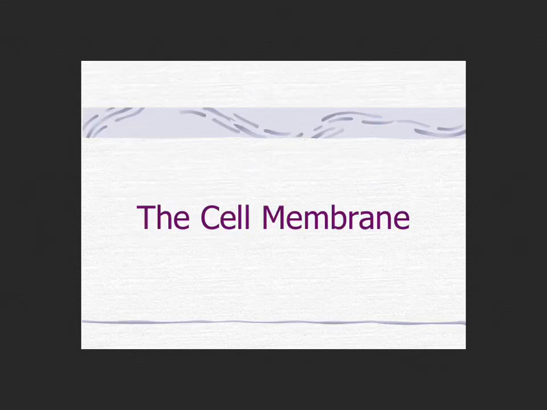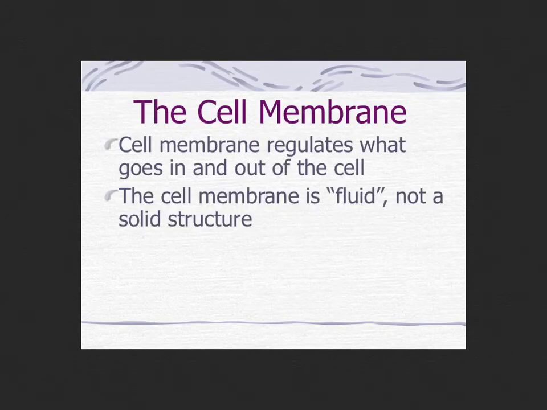This lesson is going to be the first of probably 3 lessons about the cell membrane. Now remember, the job of the cell membrane is to regulate what is entering and leaving the cell. We're going to talk about some properties that the cell membrane possesses that make it possible for it to do that.